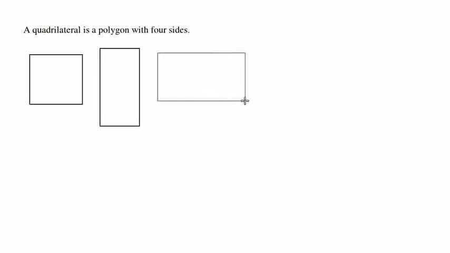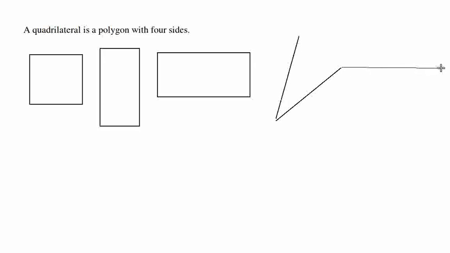All right, so I can give you some examples. There is an example of a quadrilateral. There's another one. There's another one. We can even have goofier looking quadrilaterals. The only requirement is that it has to be a polygon with 4 sides.